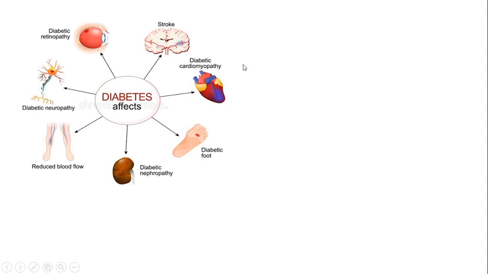Then atherosclerosis in the coronary arteries in the heart can cause acute coronary disease and heart attacks, that is myocardial infarction. Then atherosclerosis in the blood vessels supplying the limbs can reduce the blood flow to the limbs. This is called peripheral vascular disease.